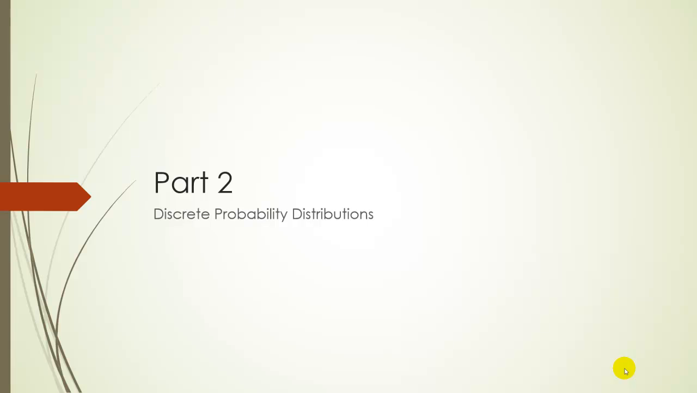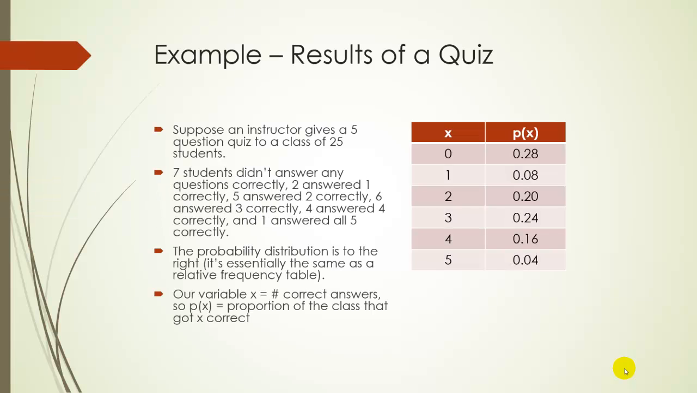For part 2, we'll explore discrete probability distributions. Suppose an instructor gives a 5-question quiz to a class of 25 students. Here is a summary of the results: 7 students didn't answer any of the questions correctly, 2 answered 1 correctly, 5 answered 2 correctly, 6 answered 3 correctly, 4 answered 4 correctly, and 1 answered 5 correctly.